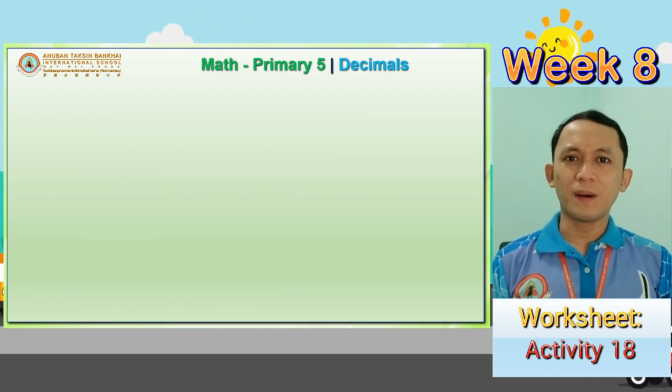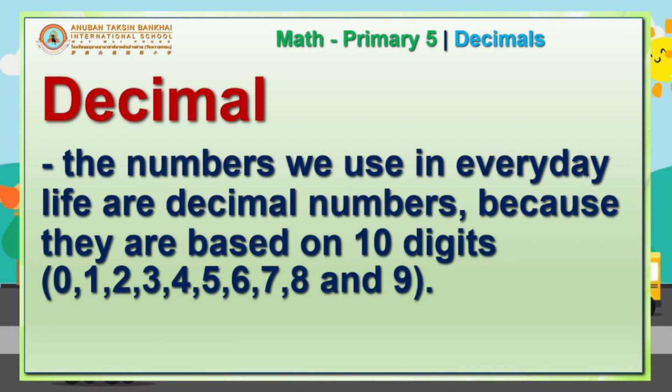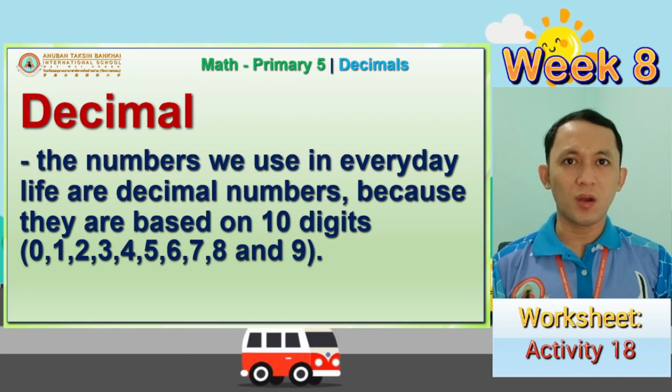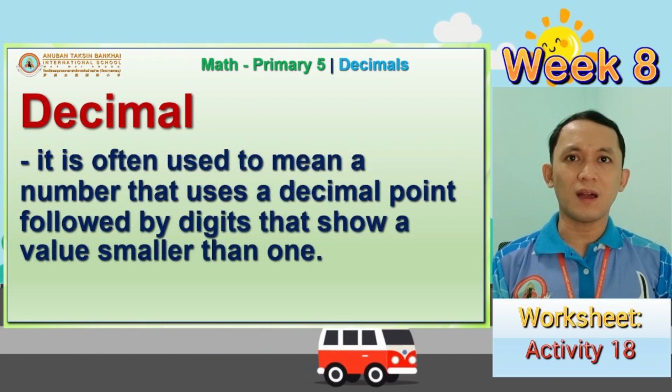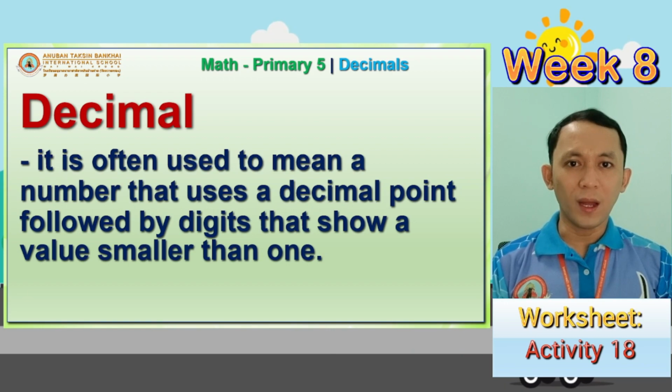Now, what do you mean by decimal? When we say decimal, these are actually the numbers that we use in everyday life. We call them decimal numbers because they are based on 10 digits, so you could see from 0 to 9. Decimal is often used to mean a number that uses a decimal point followed by digits that show a value smaller than 1.